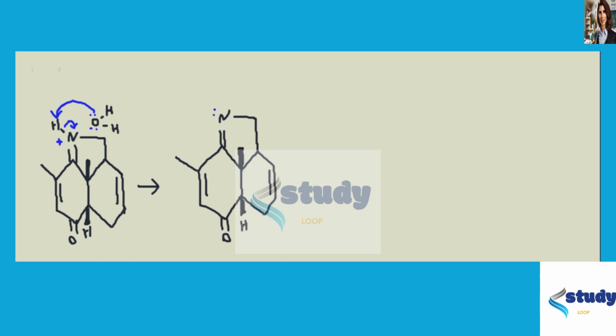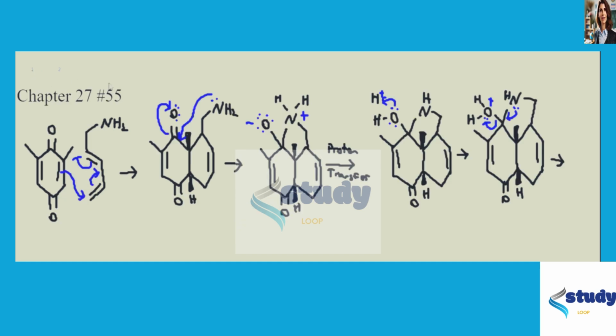Yeah, here's the last step again. Here's the rest of the mechanism on the first page. So it's a 4+2 cycloaddition followed by intramolecular imine formation. And that is the answer to chapter 27, problem number 55.